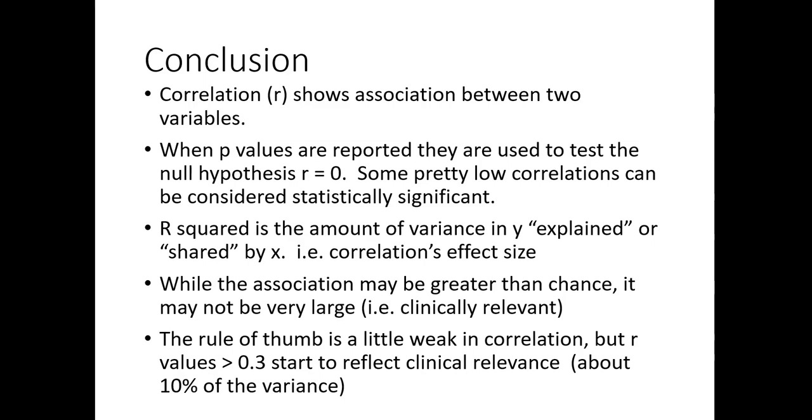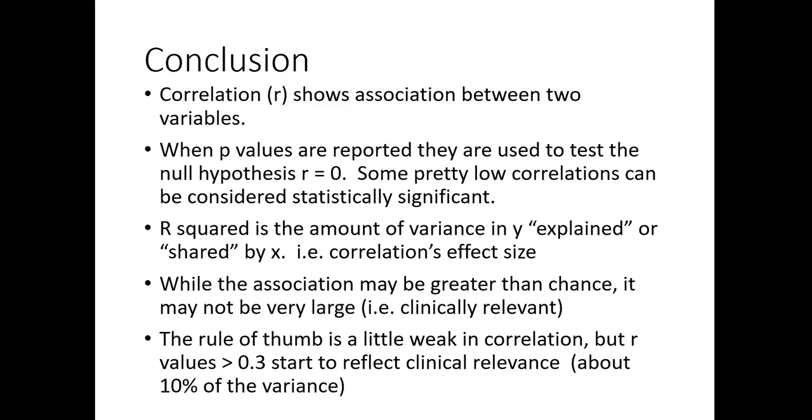The R squared is the amount of variance in Y explained or shared. We often say shared rather than explained because it's not a cause and effect. It is the correlation's effect size. And while associations may be greater than chance, it may not be very large. That is, it may not be clinically relevant.